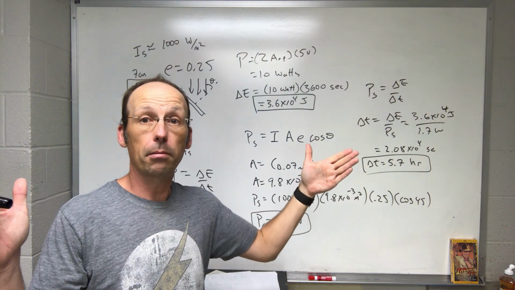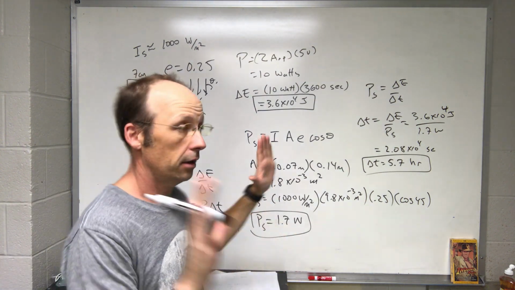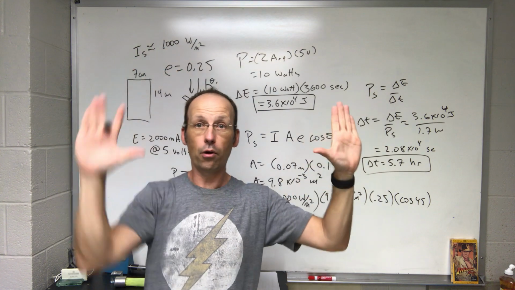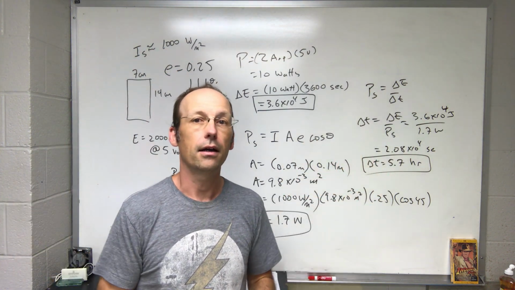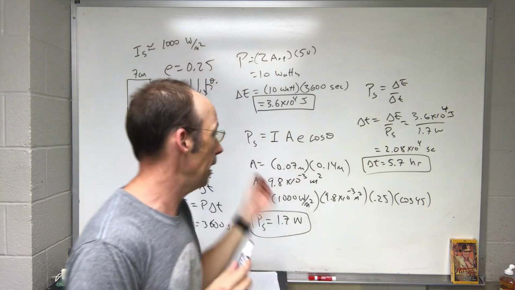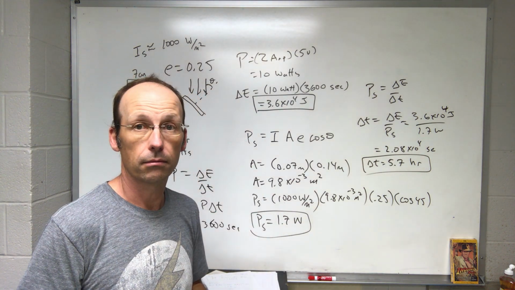If you had a bigger solar panel, that would help out a lot. Even a good size, like 0.1 square meter or something like that, that's actually pretty big. You could get significant power out of that. But that's why you don't see solar panels on your phone all the time.